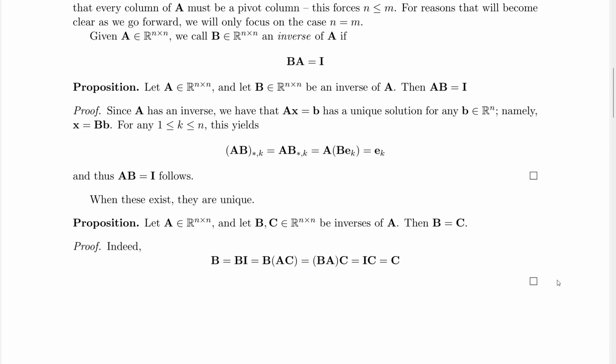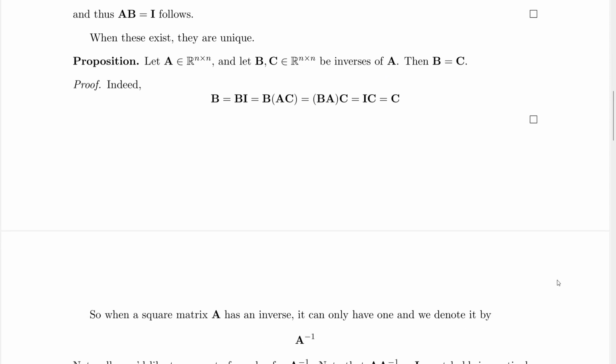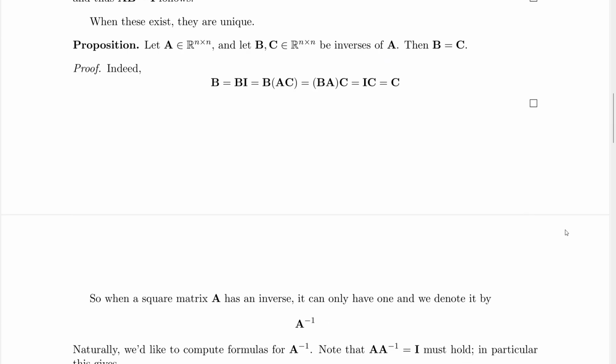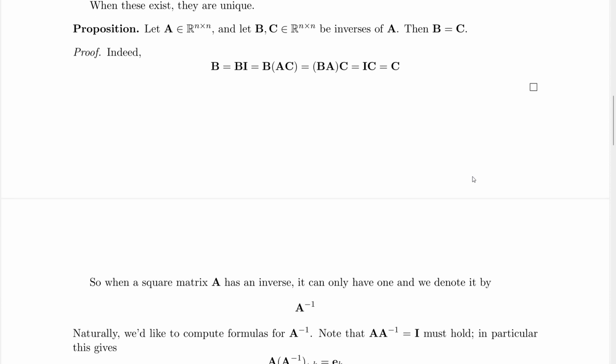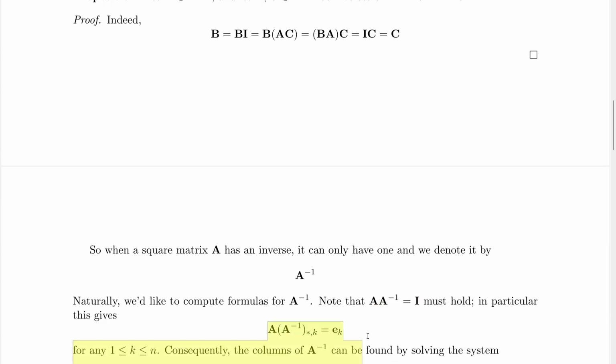Since inverses are unique, we can give them a fancy symbol, and the one we'll use is A to the negative 1. Now, naturally, I would like to compute formulas for this. Given a matrix, if it has an inverse, I would like to know how to actually find A inverse. Well, in the proof here, we noted something. We noted that the columns of B are precisely the things so that when you multiply A by them, you get these standard unit vectors. So if you have an inverse, you know A times A inverse is equal to the identity. Taking the columns of both sides tells you that this has to be true.